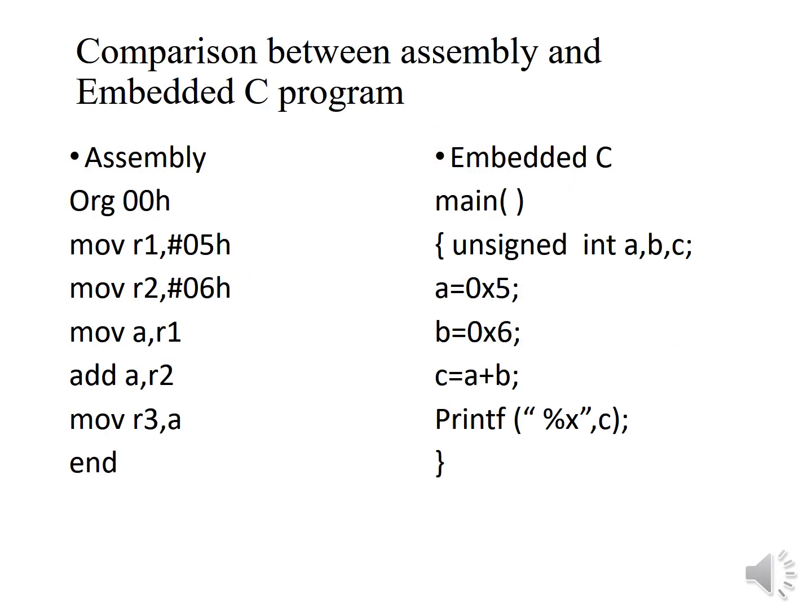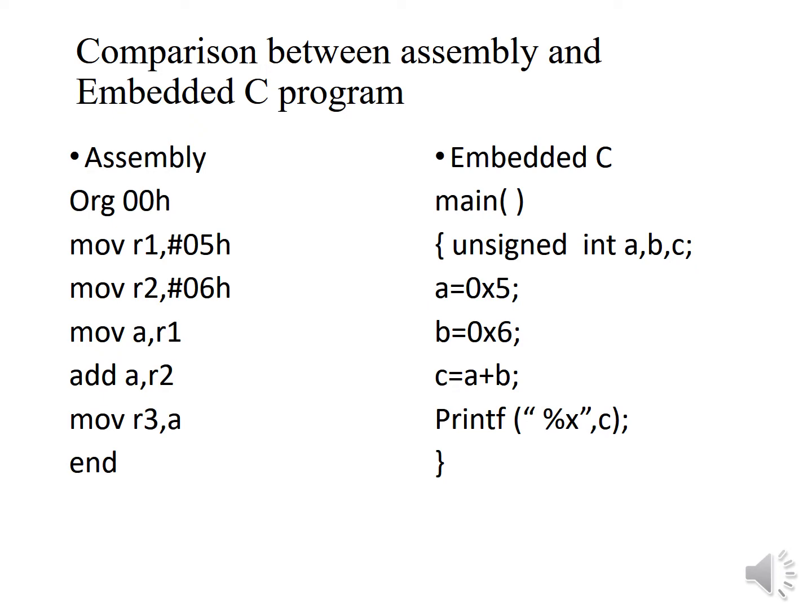Now comparison between the assembly and embedded C program. Let us see one example. Here on the left side, there is assembly language. There is an origin, and next we move the content 05 to a register R1, and then move 06 to R2, and then the R1 content is moved to the accumulator, then add the accumulator content with the register R2, then the result is stored in the accumulator. The result is moved to R3. There is a move R3 comma A.